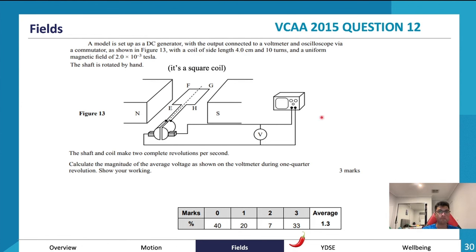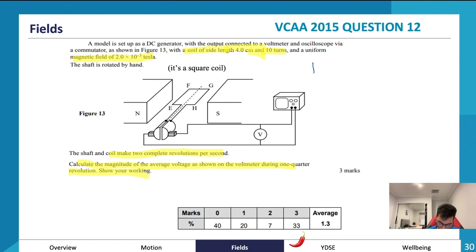Cool. So this is another question. Hopefully we've done something similar to this before. In this question, we have a coil with side lengths of this much. It has 10 turns with a uniform magnetic field of that much. The shaft makes 2 revolutions per second. Calculate the average voltage during 1/4 of the rotation. You can see it's a 3-mark question, and about 60-70% of students did not get full marks for this. I'll go through this question and then we can see where the common mistake is.